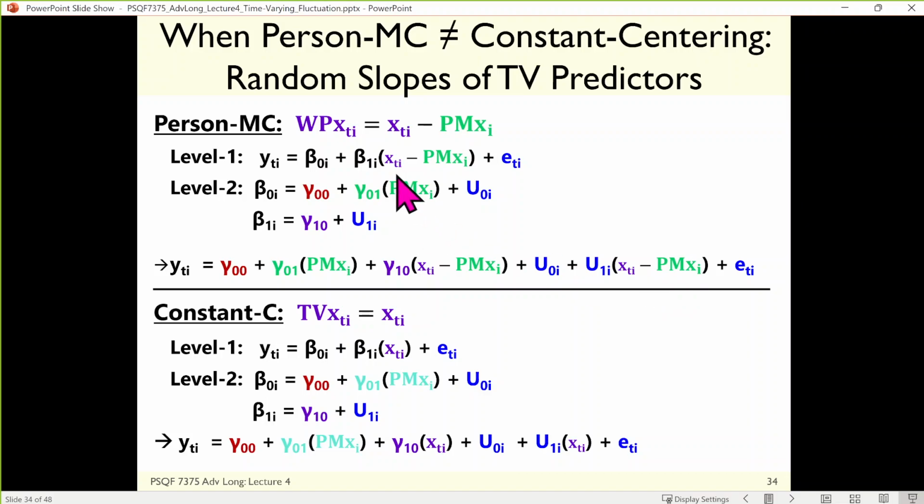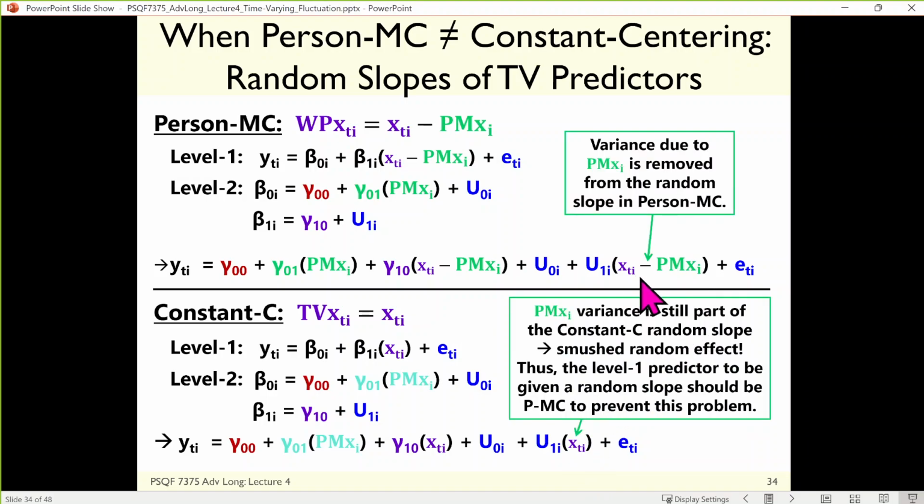I call this within person x, this abbreviation here, but I've written it out to make a point. Whereas if I use constant centering, my U1 random slope applies to all of x, not just the within part. In other words, I'm assuming that the random slope applies equally to the within part as to the between part, because they're both buried in this time varying predictor still. So that distinction creates the potential for slope smushing on the random side as well, not just the fixed side.